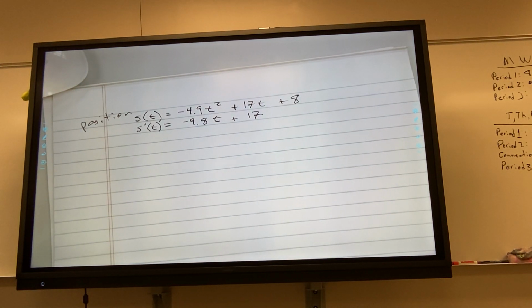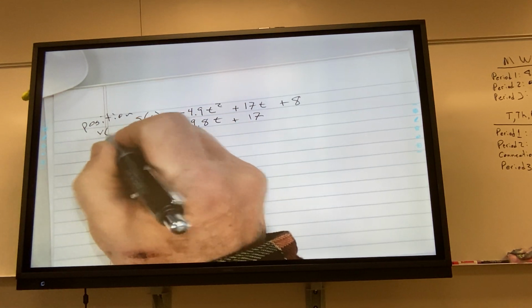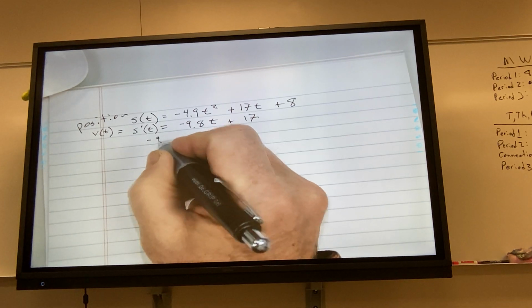Would I be able to figure out when that object that's falling is at rest? It's not moving. Owen, you're saying yes. How would I do that? When the velocity is 0. When the velocity is 0, correct? So this derivative, I could have also called it v of t, correct? Velocity. And I could make that equal to 0.